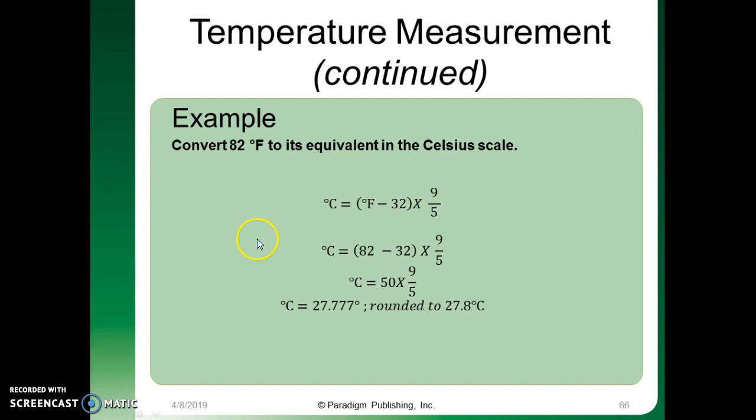Again, we round off to the tenths place. So looking at the first 7 after the decimal, the value next to it is a 7, which is greater than 5, so you would round off that 7 after the decimal to an 8. So our answer would be 27.8 degrees Celsius.